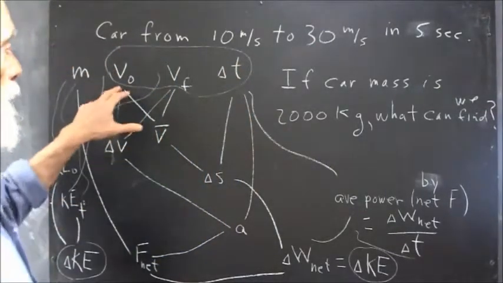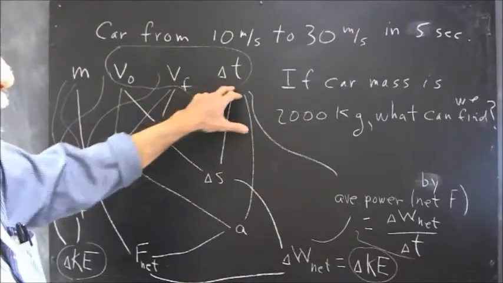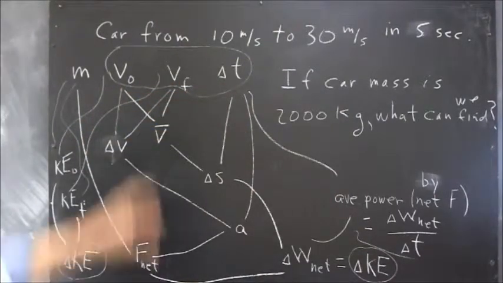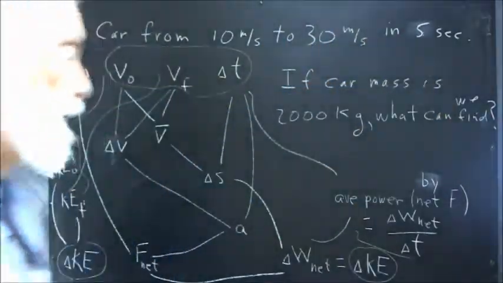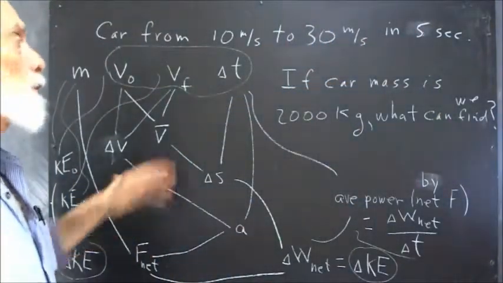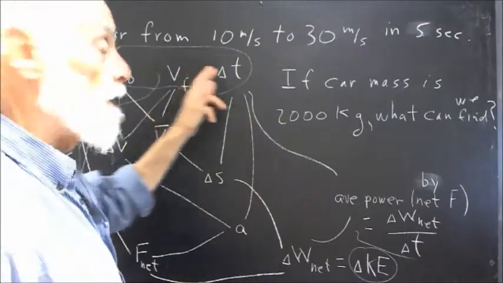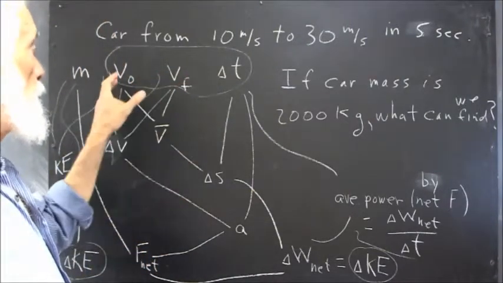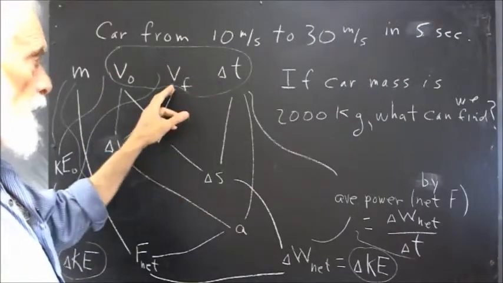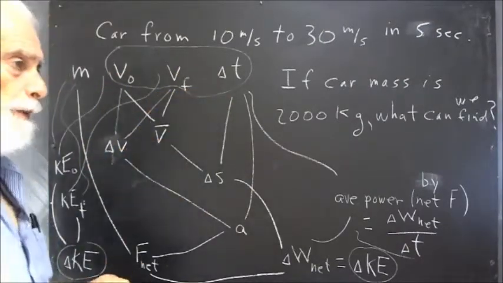right here. We know the initial velocity, the final velocity, and the delta t of the car, respectively 10 meters per second, 30 meters per second, and 5 seconds. So what can we determine if we know V0, Vf, and delta t? Well, from V0 and delta t we can't determine anything. From Vf and delta t we can't determine anything.